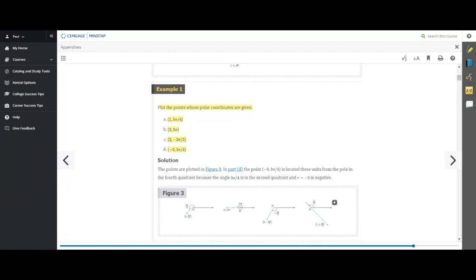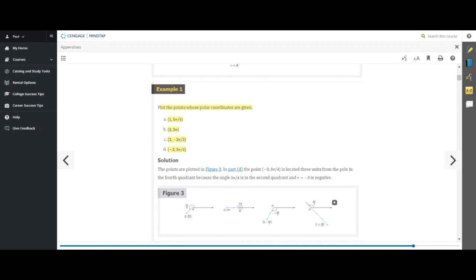And then finally for D, you have the polar coordinate negative 3, 3 pi over 4. So in polar coordinates, actually the radius can be negative. Interesting, but you're allowed to have a negative radius. In the fourth picture there, normally you draw the angle first. So 3 times pi over 4, that's 3 times 45 degrees.